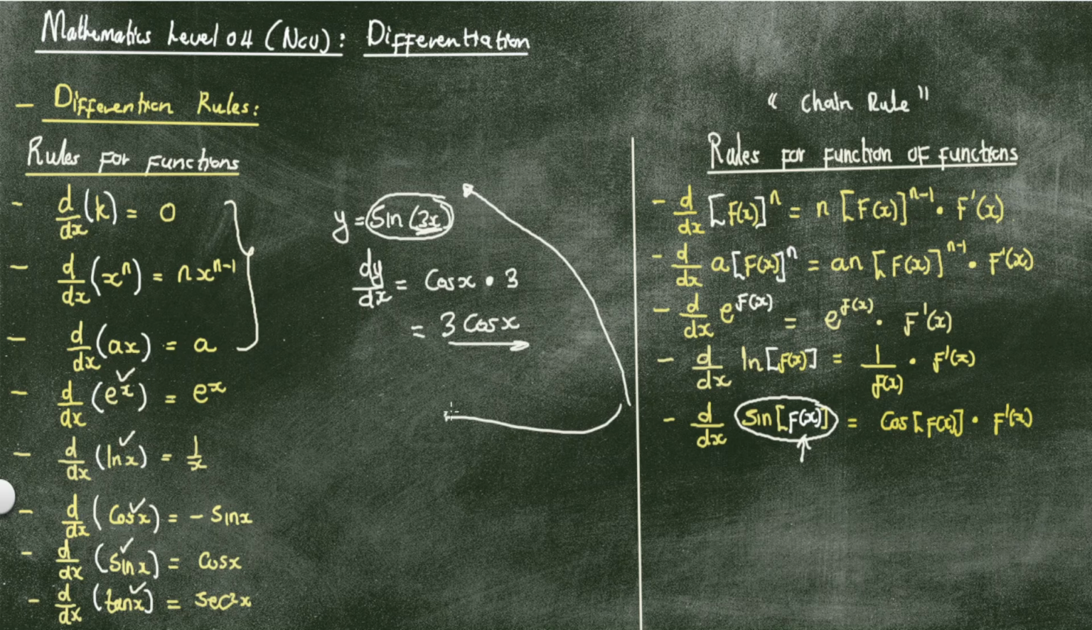Another example would look something like y is equal to sine of x squared. So dy over dx is the derivative of sine x squared. It's cos x squared multiplied by the derivative of the inside, which is 2x. Simplified, it's 2x cos x squared. This is our answer again.